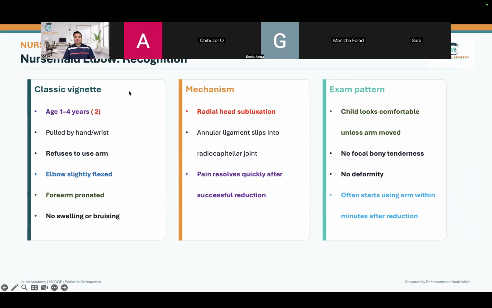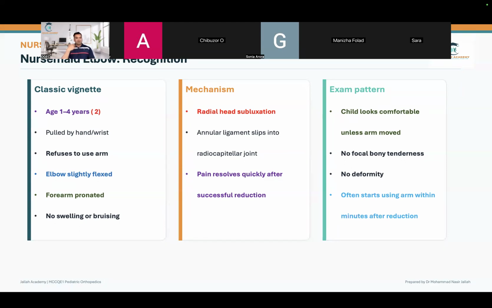Nursemaid elbow, again, if they want to test you on this one, they will give you someone between the age of 1 to 4. Usually, if you notice, I put the 2 in a barricade and made it red. They love to use age 2. Commonly, if there are 10 stations about this, 8 of those cases are 2 years old. So pulled by the hand or wrist.